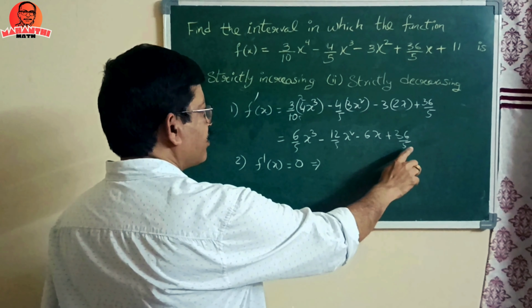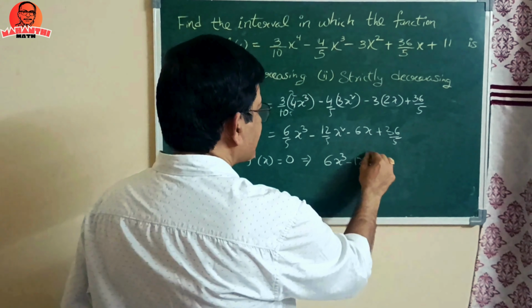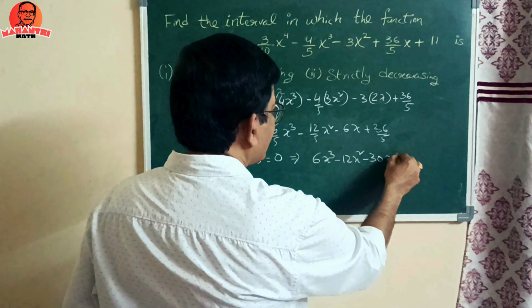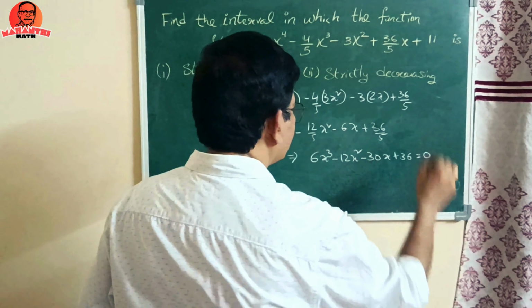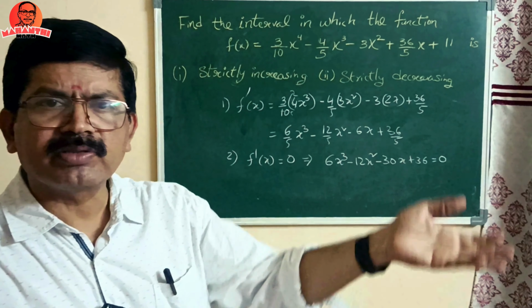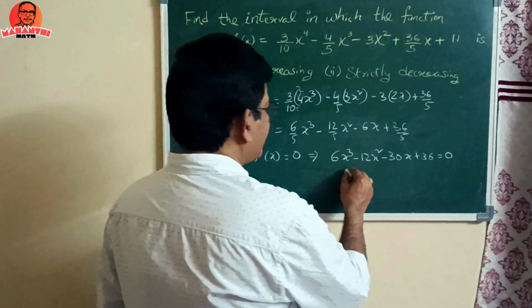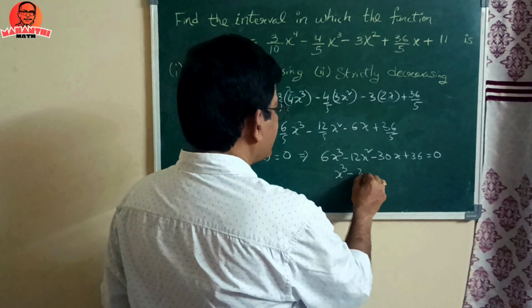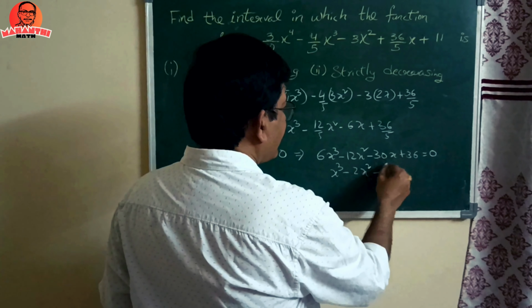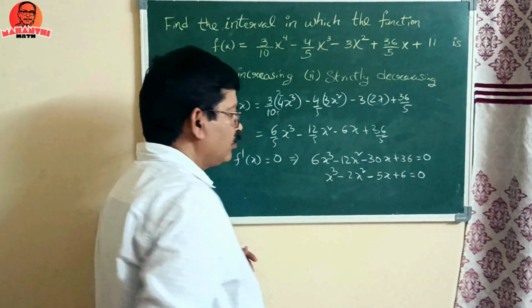Throughout the equation you multiply with 5, you will get x cube minus 12x square minus 30x plus 36 equal to 0. You can say LCM: I have taken the LCM, that 5 I have sent that side, 0 into 5 is 0. Now you can divide this by 6: x cube minus 2x square minus 5x plus 6 equal to 0.